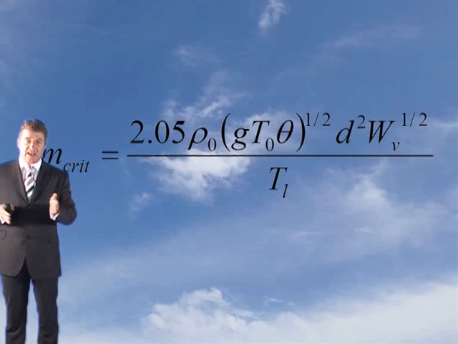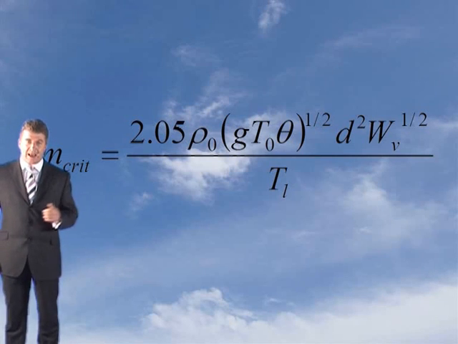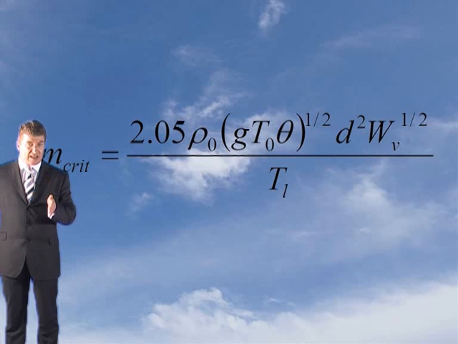Now don't forget, there are 2 models to determine if plug holing will occur, and this will depend on where the ventilator is located. Basically, there's one if it's less than 2 metres from the edge and one if it's more than 2 metres. Well, in this case, the ventilator will be more than 2 metres away, so this is the formula to apply. mcrit equals 2.05 times rho naught times g times theta naught to the power of a half times d squared WV to the half, the whole lot divided by TL.